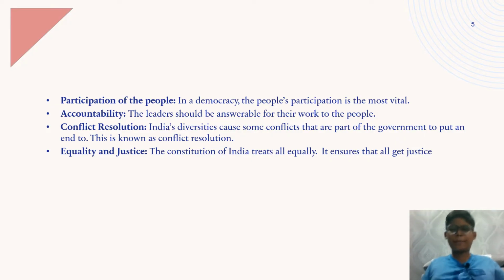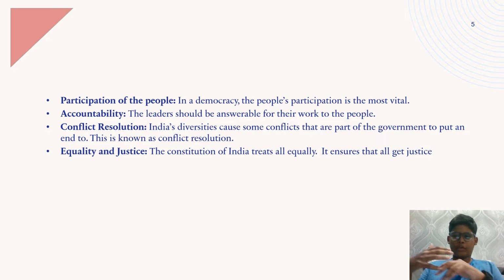The next part is accountability. Accountability is where the leaders are answerable to the people for what they have done. If they are corrupt, inefficient, etc., they can be punished or impeached.